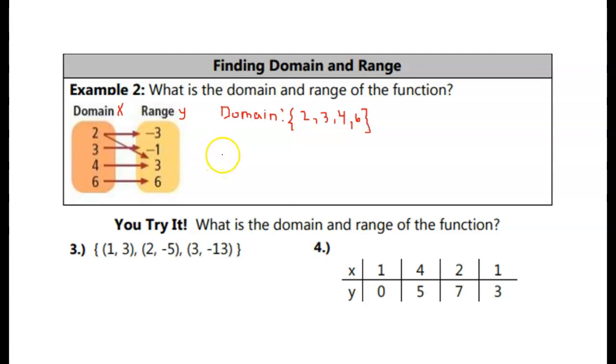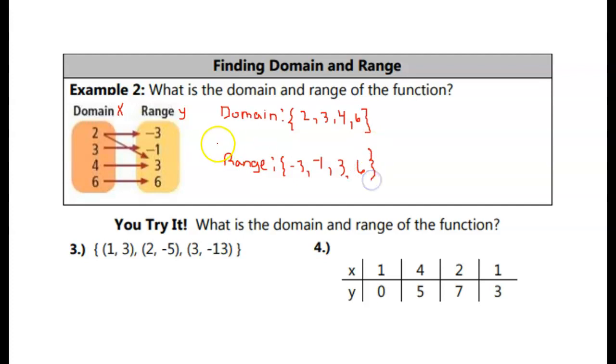Okay, I'm going to do the same if they ask me the range. Range is my set of all y values. So again, I'll list my y values from least to greatest, semicolon, bracket, and I have -3, -1, 3, and 6. Now, a couple things that I want you guys to notice.